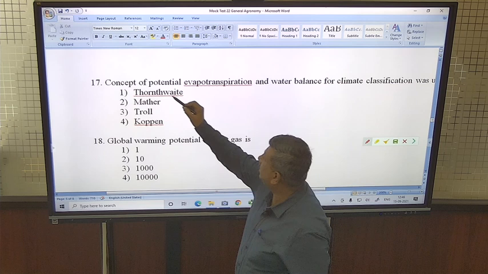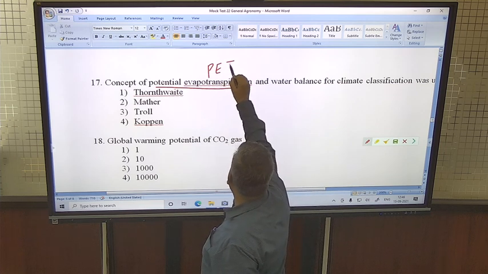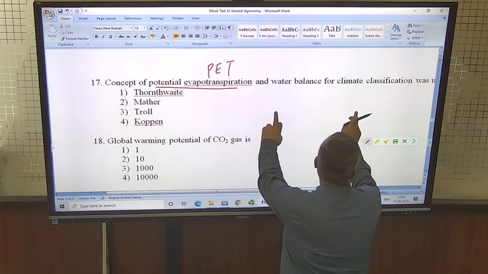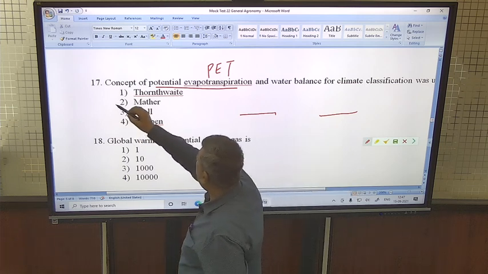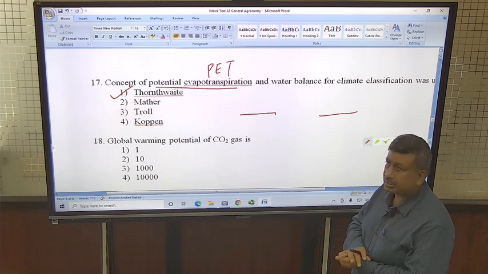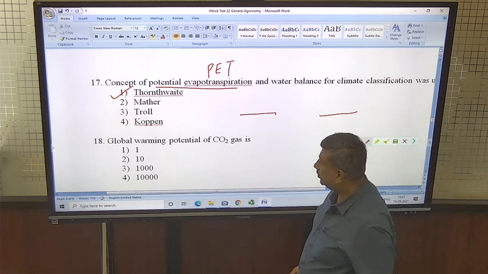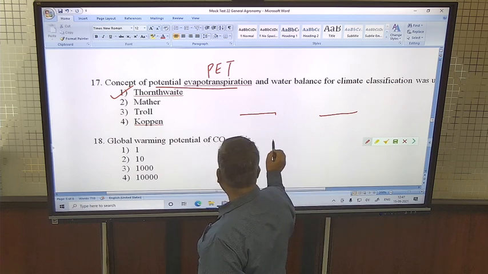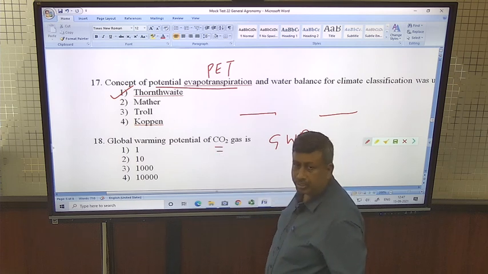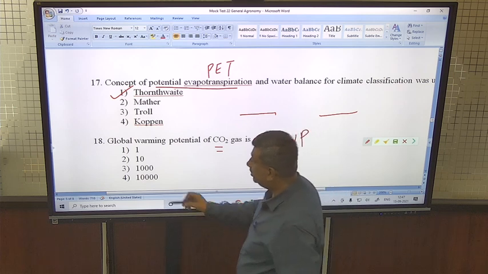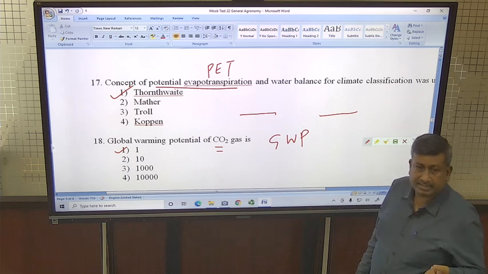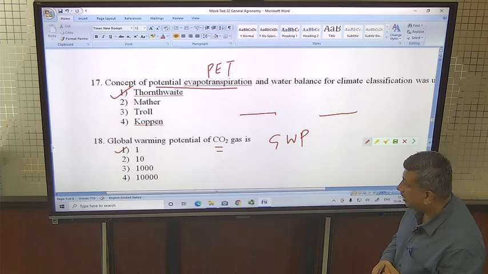The concept of potential evapotranspiration (PET) and water balance for climate classification was first used by Thornthwaite. So, Thornthwaite's work is very important, and for the first time he used the concept of potential ET. Then global warming potential: the GWP of CO2 gas is considered 1, and on this basis the global warming potential of other gases like methane and nitrous oxide is calculated.